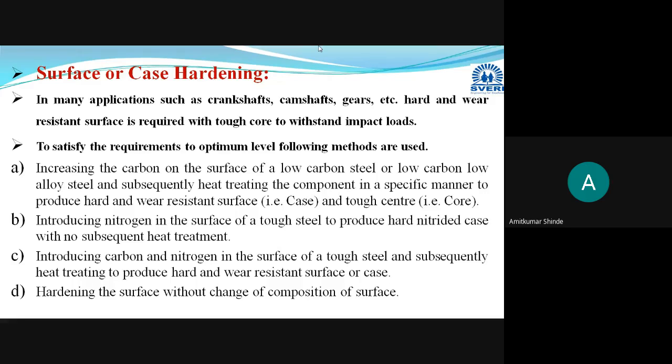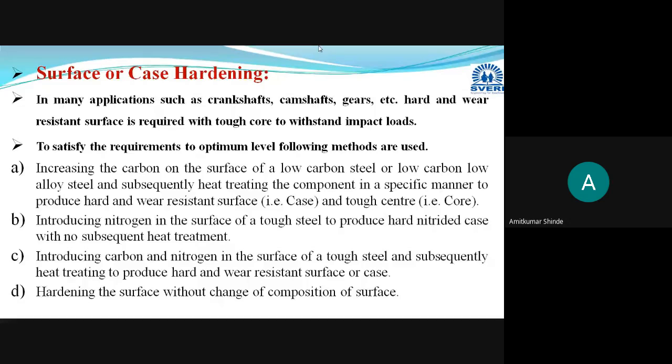And here, in the third type, we are using carbon and nitrogen both. Then you will get the hard and wear resistant surface, but after performing the heat treatment process. Okay, first you will introduce the carbon, followed by heat treatment process. Then the second choice will be introduction of nitrogen without any heat treatment process. And third will be introducing carbon and nitrogen both, followed by a heat treatment process.